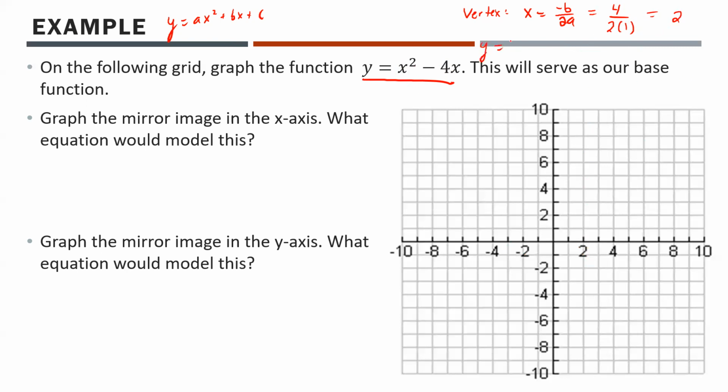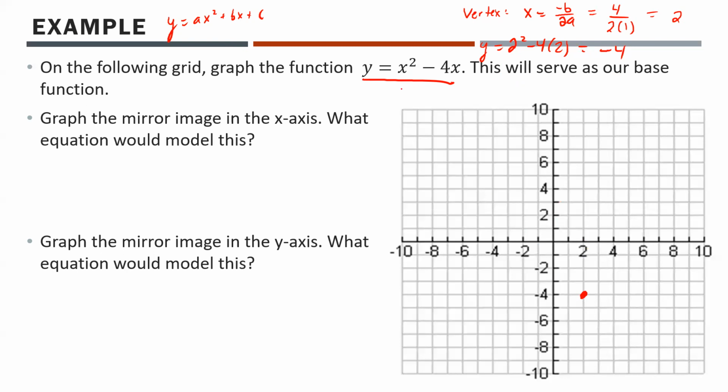So I'll say y equals 2 squared minus 4 times 2. This is going to tell me the y value of my vertex. Well, 2 squared is 4. 4 minus 4 times 2 is 4 minus 8. That's going to be negative 4. So my vertex is at 2, negative 4, right down there.